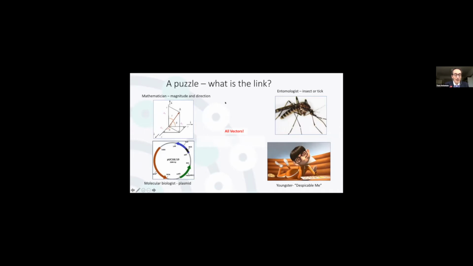To people like Julian, bottom left, a vector is maybe a plasmid delivering stuff. To the bug squashers, the entomologists, a vector is a mosquito. And then any of you with kids might show them this picture of Despicable Me. This orange thing is called vector, apparently. But the point is, we are working in an interdisciplinary area, and so we have to find a common language, which means when we're using terms, we have to make sure we explain them to each other.